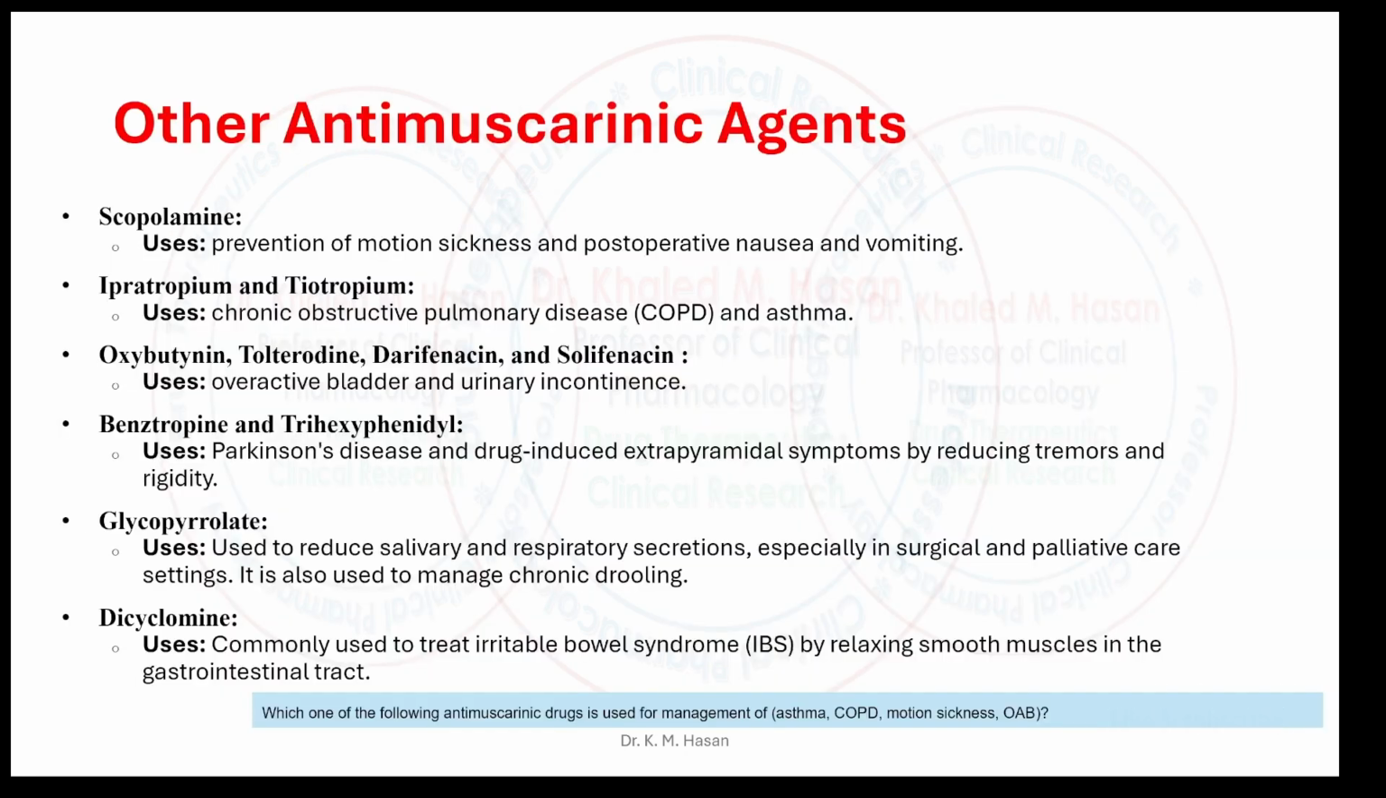Okay, this text slide presents information for every medication we use. We have scopolamine for prevention of motion sickness, for example. Ipratropium, tiotropium for COPD and asthma, as you can see here. Then we have oxybutynin, tolterodine, darifenacin for overactive bladder and urinary incontinence. Benztropine for Parkinson disease. Glycopyrrolate for reducing secretion. Dicyclomine for IBS, irritable bowel syndrome.